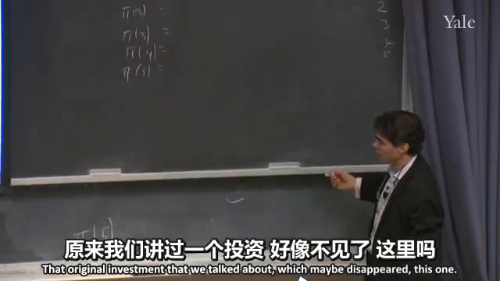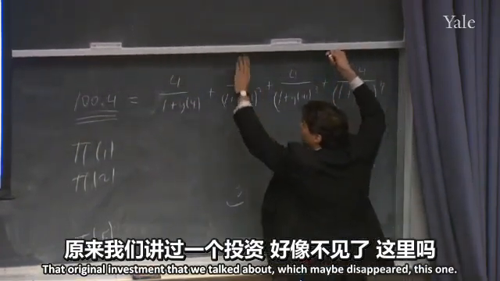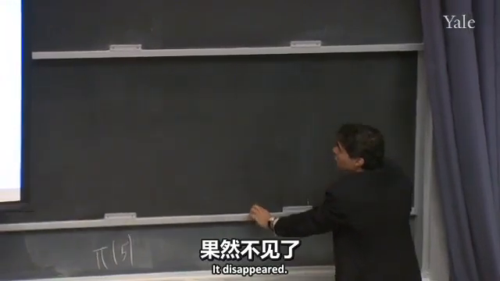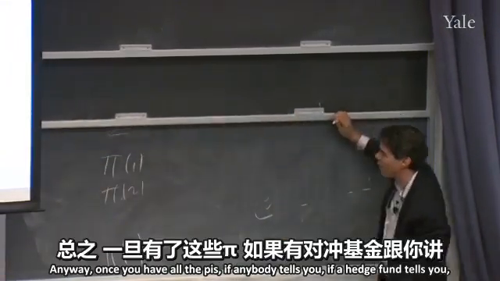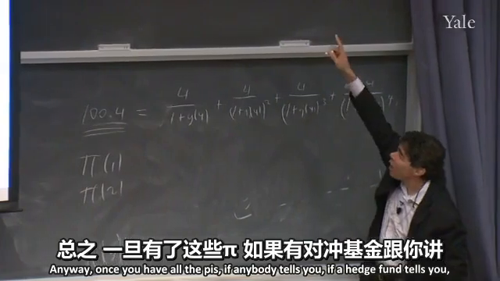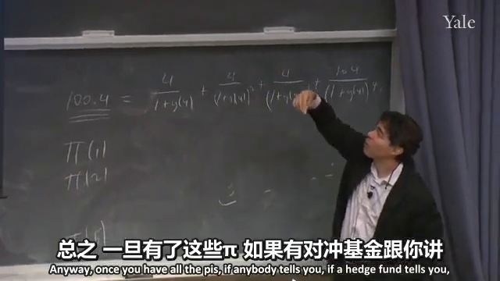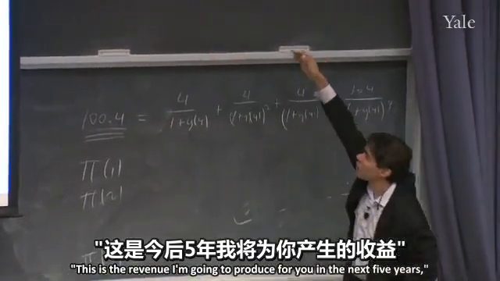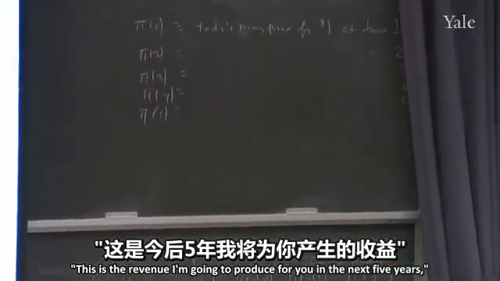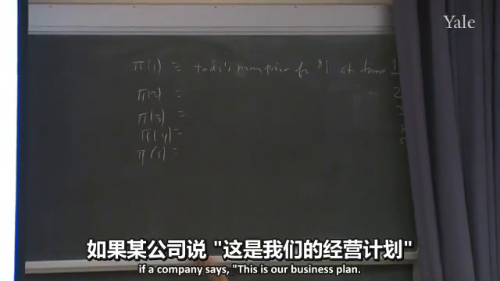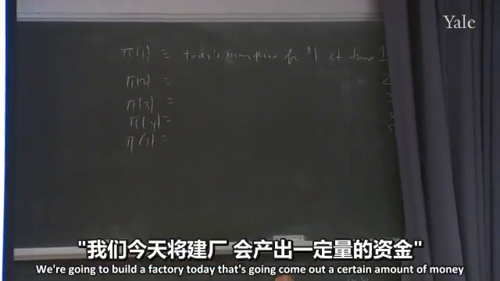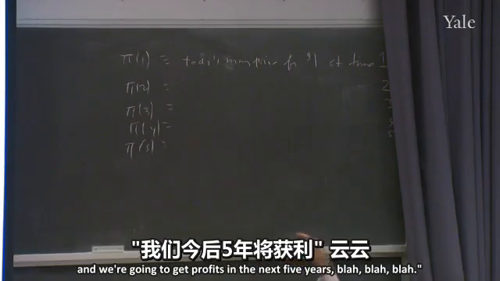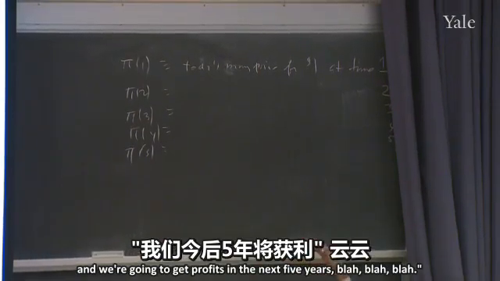That original investment that we talked about, which maybe disappeared, this one, it disappeared. Anyway, once you have all the pies, if a hedge fund tells you this is the revenue I'm going to produce for you in the next 5 years, or if a company says this is our business plan, we're going to build a factory today that's going to cost a certain amount of money, and we're going to get profits in the next 5 years, and so on.